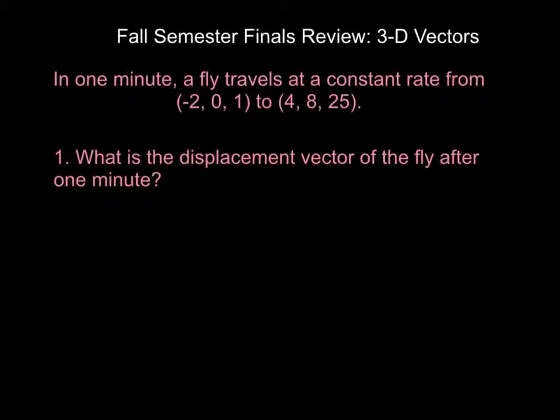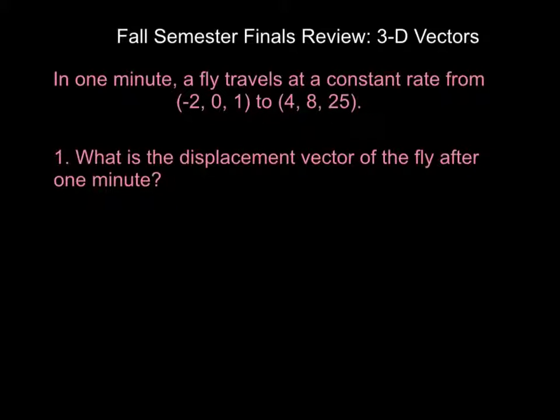In 1 minute, a fly travels at a constant rate from (-2, 0, 1) to (4, 8, 25). What is the displacement vector of the fly after 1 minute? Well, it goes from (-2, 0, 1) to (4, 8, 25) in 1 minute.